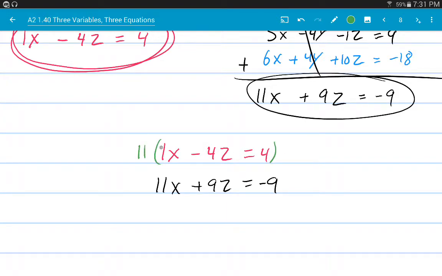I'm going to multiply this by 11, and actually negative 11. Because if I multiply that, negative 11 times 1x is going to be negative 11x. Perfect. Negative 11 times negative 4z is going to be positive 44z. And negative 11 times positive 4 is going to be equal to negative 44.